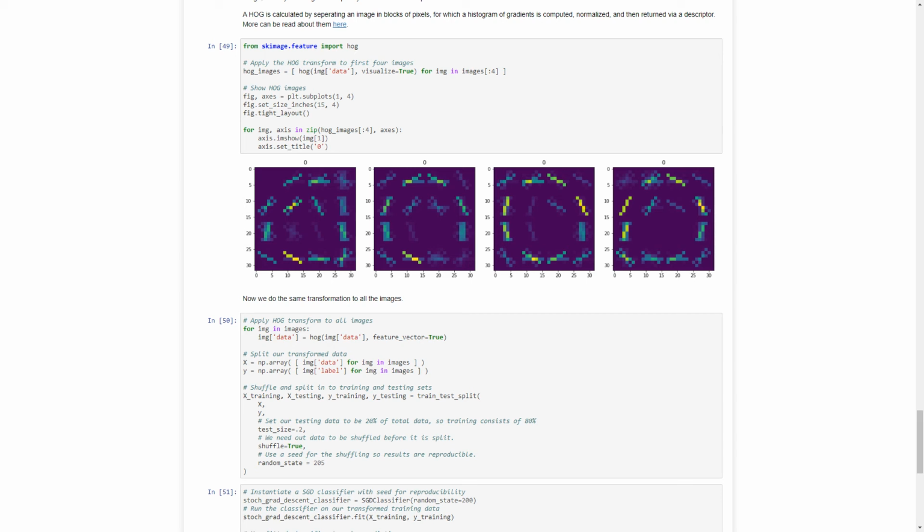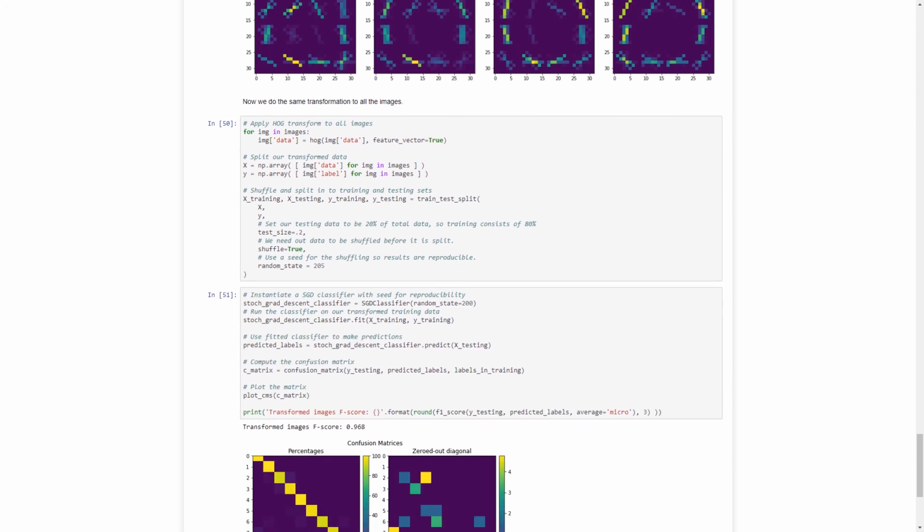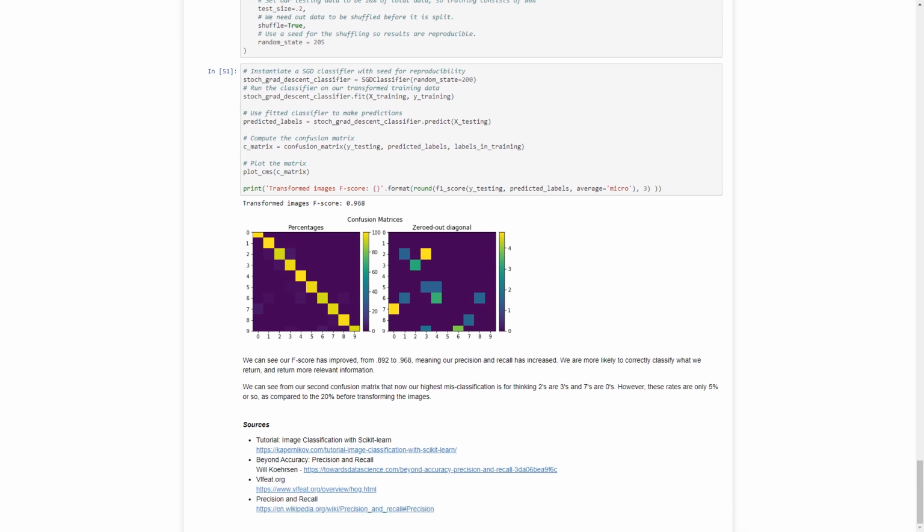These are all originally zeros, and you can tell that they actually do look like zeros. However, now there's a lot less information encoded in the image, which means we have less work to do for our classifier. So we go ahead and run all the functions that we already did again. And we get some more confusion matrices and a different F-score. This F-score is 0.968, and we can tell that our percentages are a lot higher for scoring things correctly, all almost 100%, so like 95 or so.